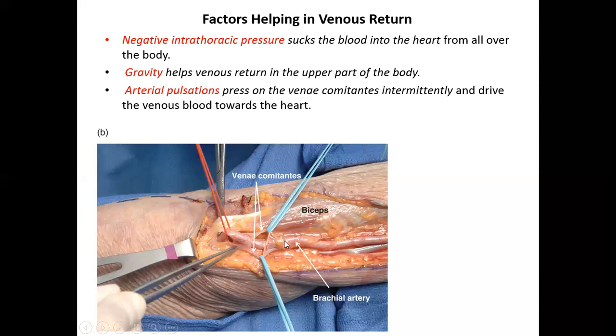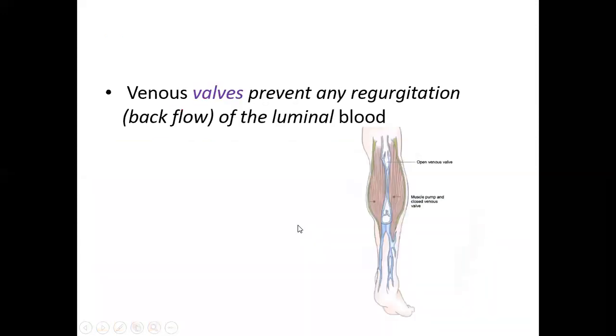So the pulse which is produced by the brachial artery can drive the venous blood towards the heart. The next feature is venous valve. So valves prevent any regurgitation of luminal blood. So these are the valves. The blood can move only to the upper part, not from this area to the lower aspect. The veins will close when the blood tries to move to the lower aspect.